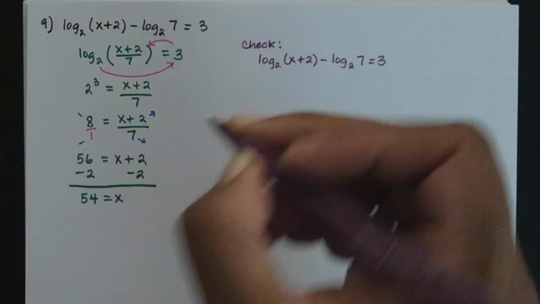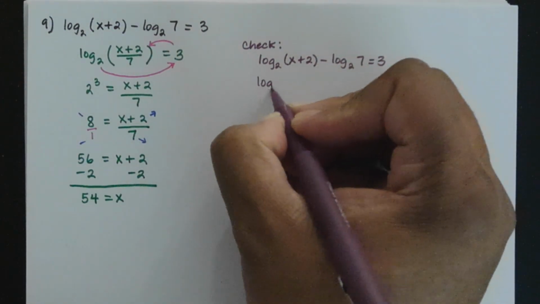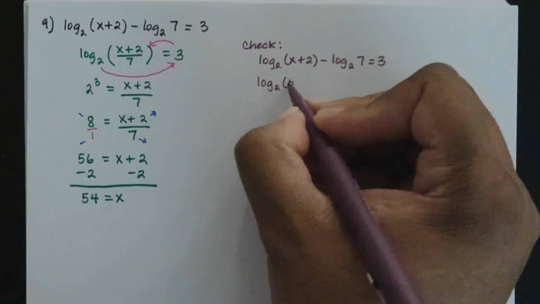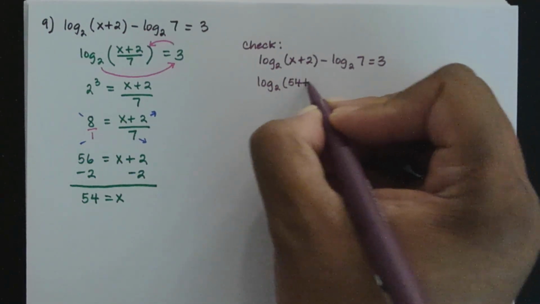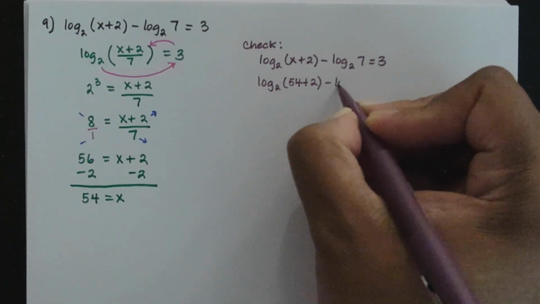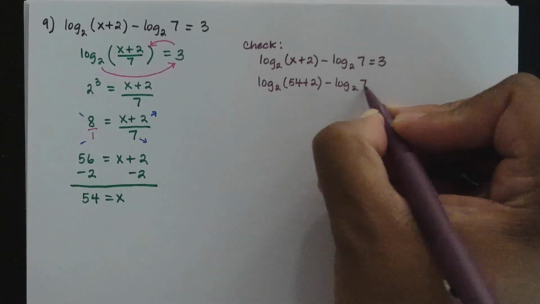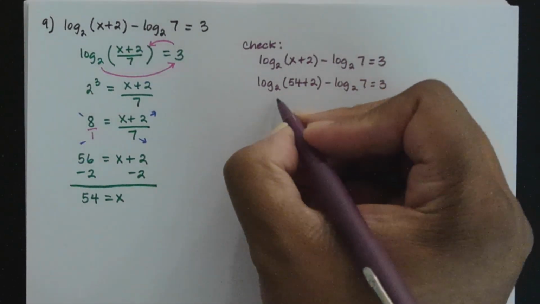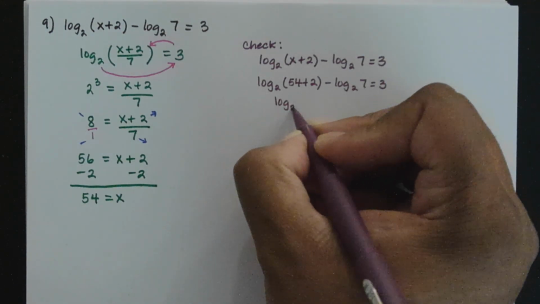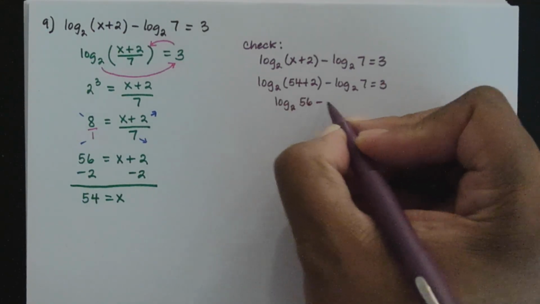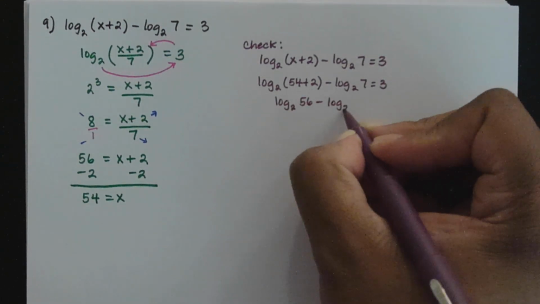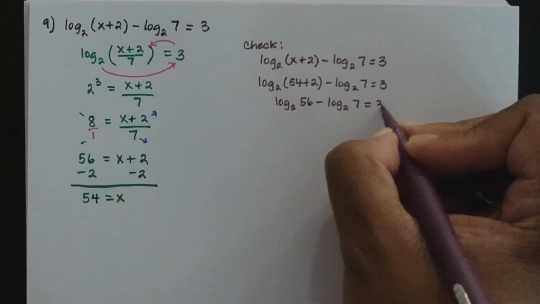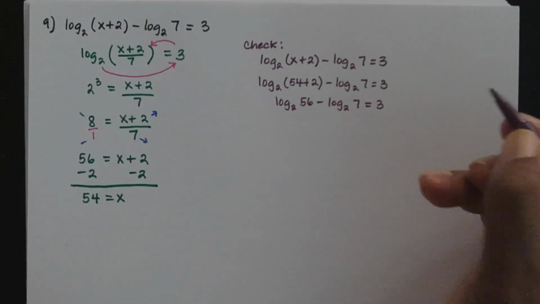Replace the x with that 54. So here we got log to the base 2 of x, which is 54, plus 2, minus log to the base 2 of 7 is equal to 3. Now 54 plus 2 would be 56, so log to the base 2 of 56 minus log to the base 2 of 7 is equal to 3.